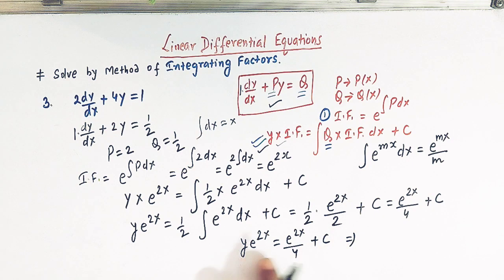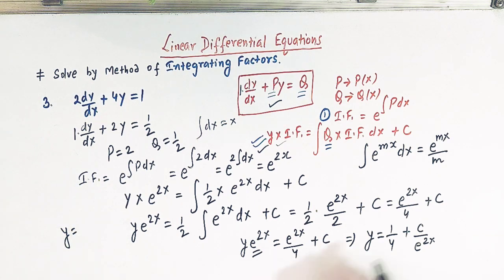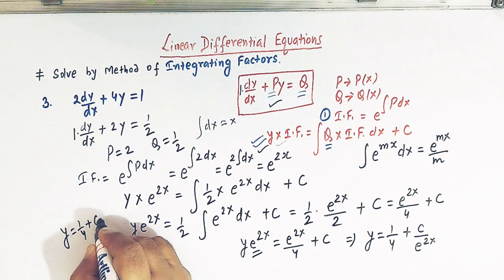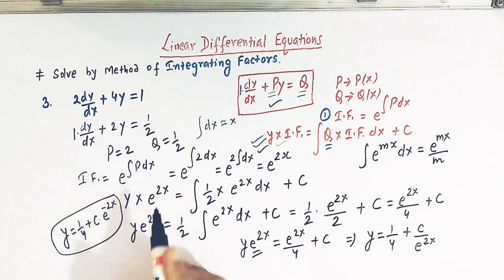And dividing both sides by e raised to 2x, we have y here, e raised to 2x gets cancelled, so we are left with 1 over 4 plus c divided by e raised to 2x, right? So now we can write y equals 1 over 4 plus c times e raised to minus 2x, taking e raised to 2x to the numerator. So this is the general solution of this differential equation.